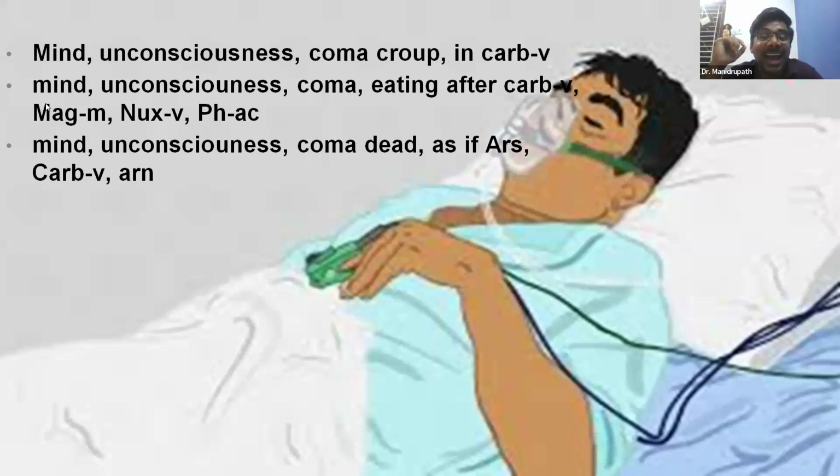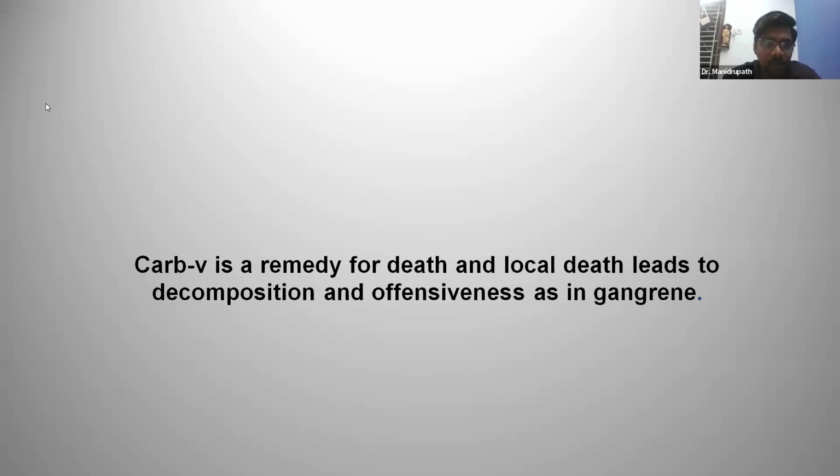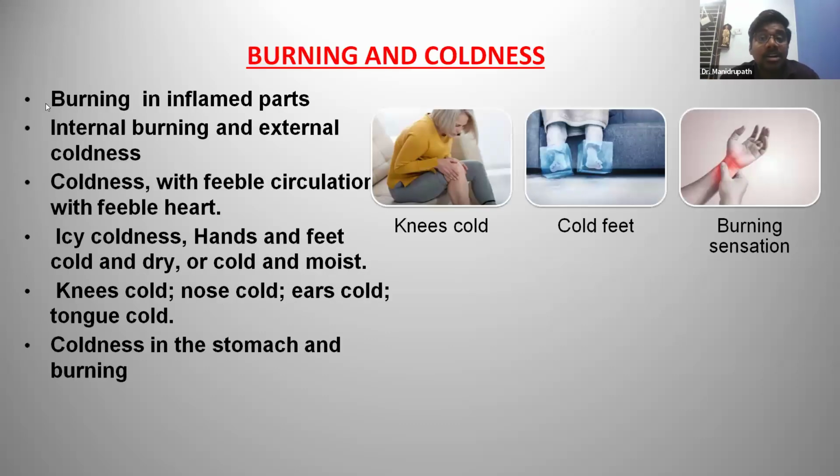Mind unconscious, coma, dead as if: Arsenic, Carbo veg and Arnica. Now, Carbo veg is a remedy for death, and local death leads to decomposition and offensiveness as in gangrene. There is a lot of offensiveness with a lot of gangrene cases. That is Carbo veg. Burning and coldness of Carbo veg. Burning in inflamed parts, internal burning, external coldness. This is the key of Carbo veg. Never forget it before prescribing this remedy.